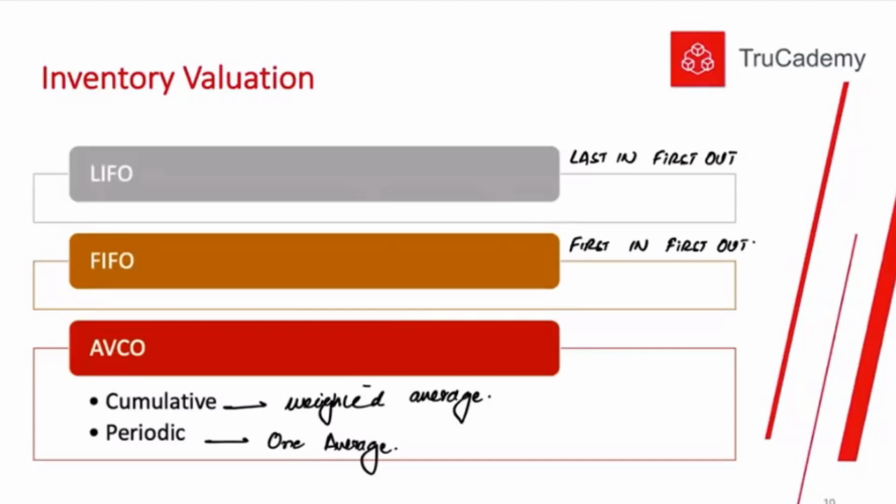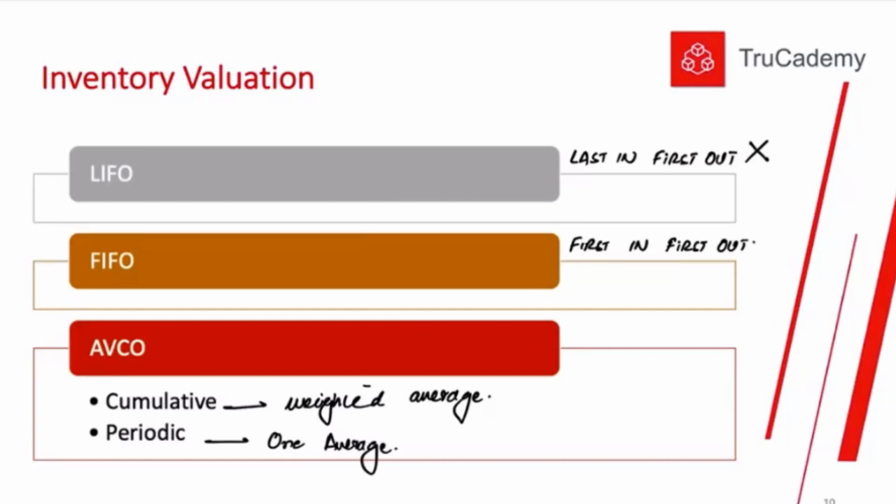Okay. As per IAS 2, LIFO is no more allowed to use for inventory valuation. So public limited companies can only use FIFO or AVCO. In AVCO, they can use cumulative and periodic. We have already seen these workings in so much detail in MA1.